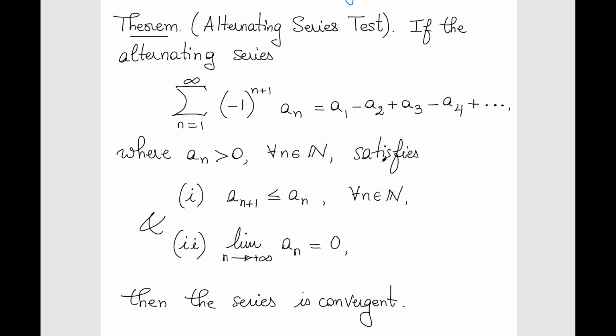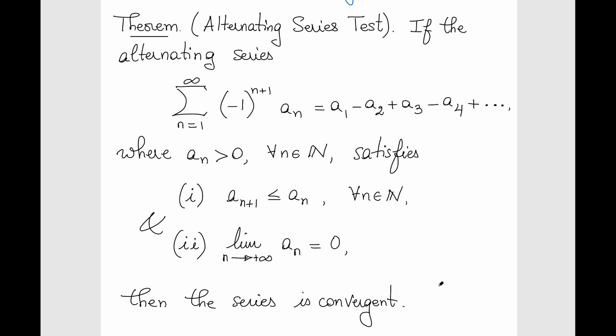If that series satisfies the two conditions, and the two conditions are as follows. Number 1, the sequence an is non-increasing, so it's decreasing in some sense. And condition 2 is that those an's go to 0. So the limit of an is 0. So 1 and 2 combined, you can say the sequence an decreases to 0. Under these hypotheses, the series is going to converge, the alternating series.